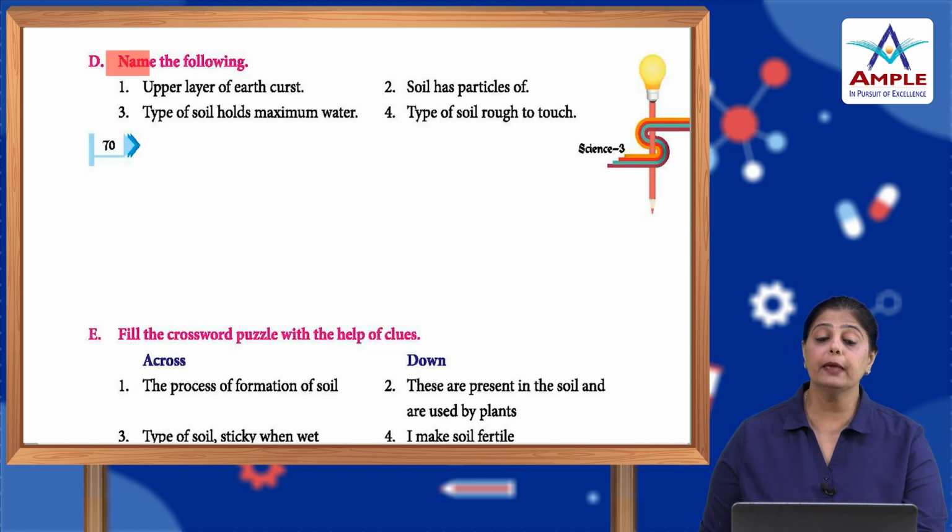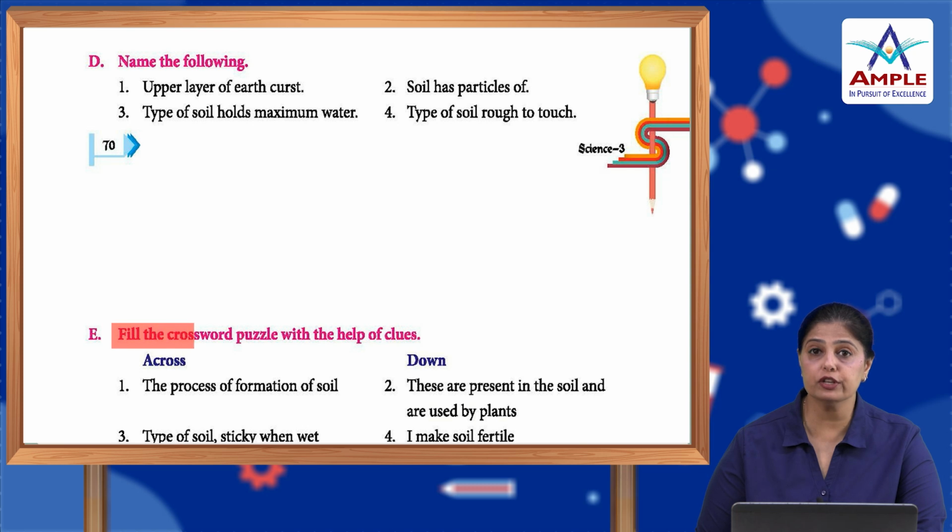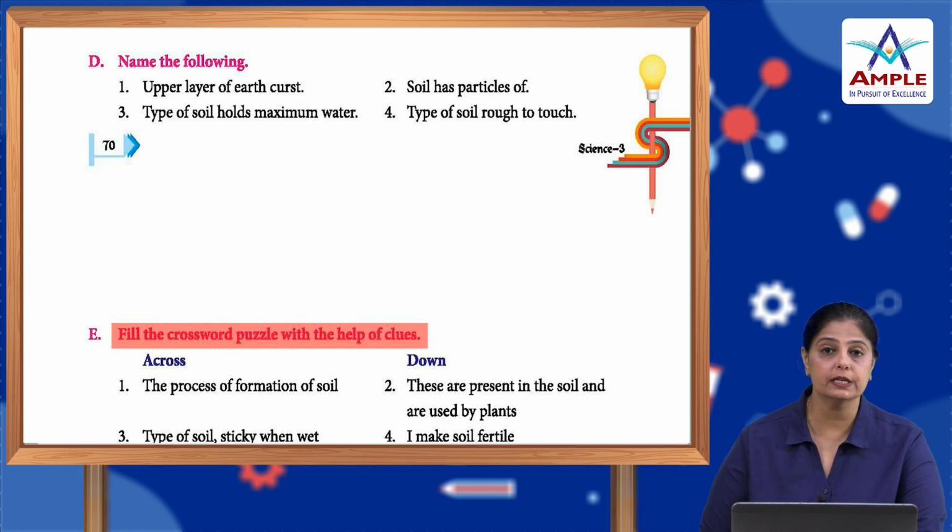Alright, now name the following. Upper layer of Earth's crust is soil. Soil has particles of rocks. Type of soil that holds maximum water. What is it? It is the clay soil. Type of soil rough to touch, the sandy soil. Fill in the crossword puzzle with the help of clues. So children, quickly go through this chapter and start answering. The words which need to be there in this grid are in the chapter.